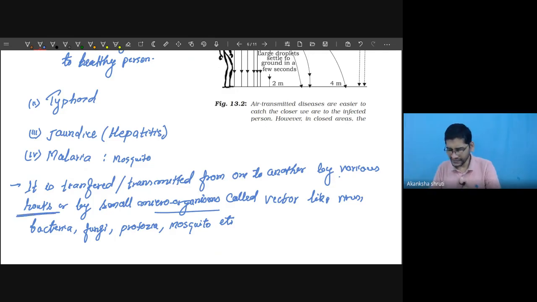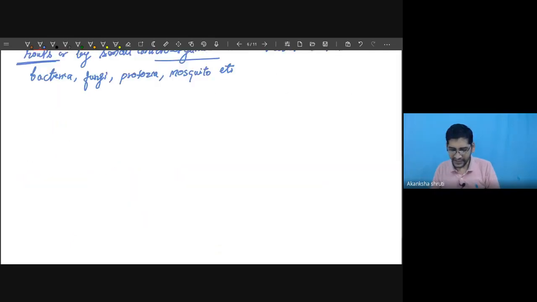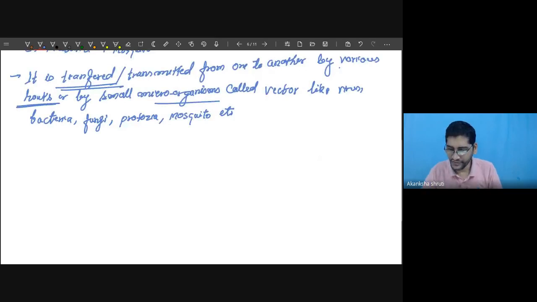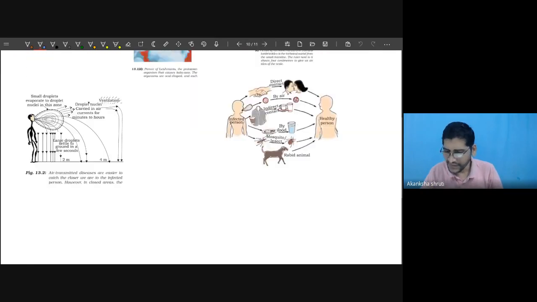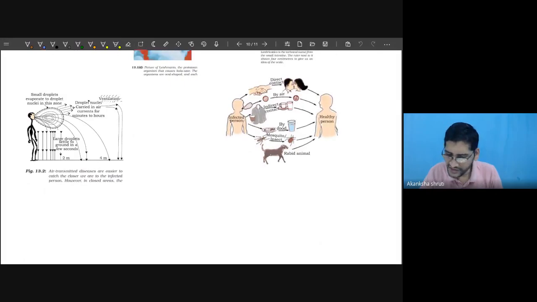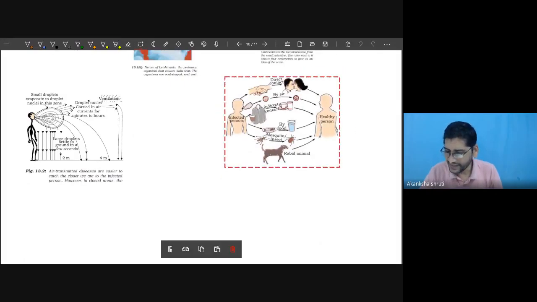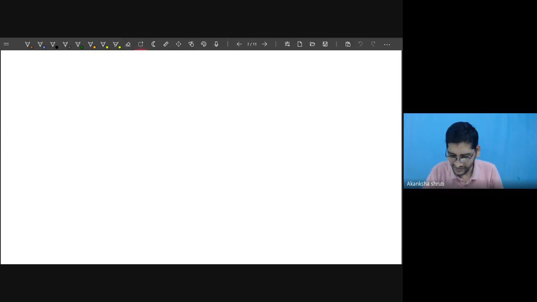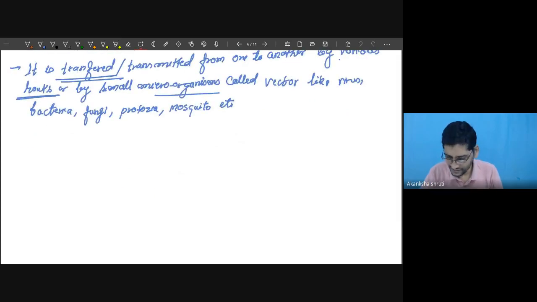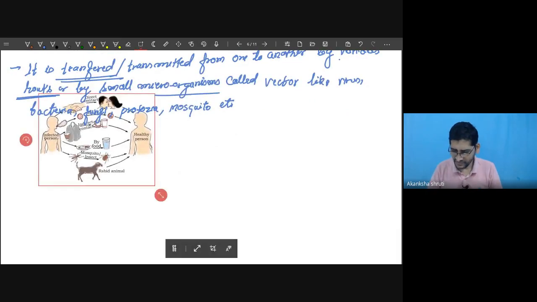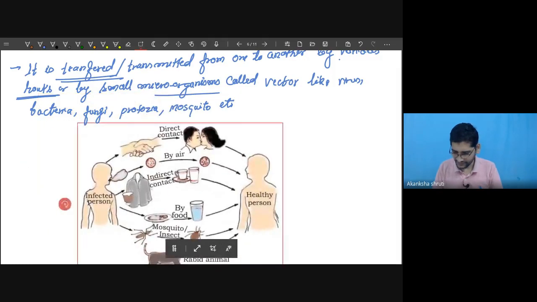Getting it? So how is this transmission? Based on the transmission, there are different modes. So what are the various modes of transmission? That we can also write. Student, in this figure, the various modes of transmission are given here. So let us just copy it. What are the various modes of transmission that can be observed from this figure?